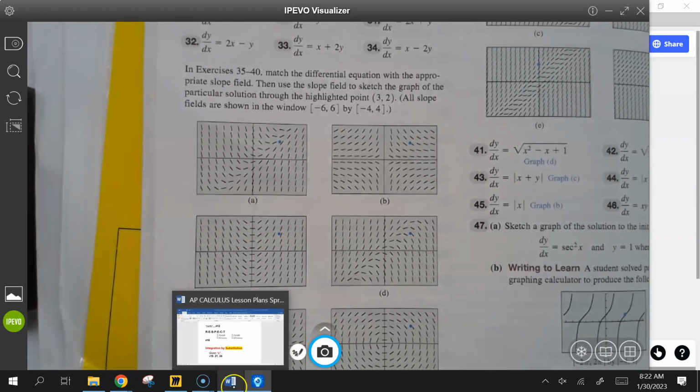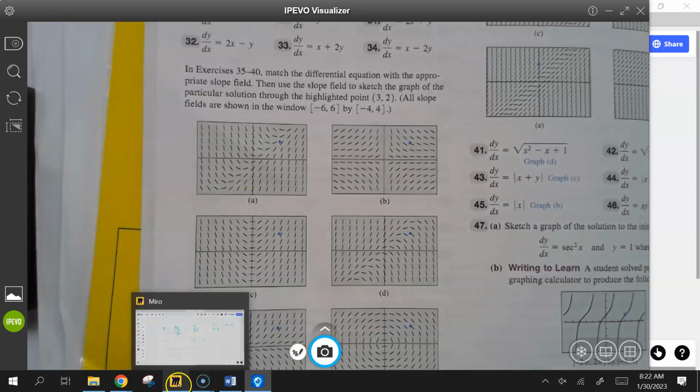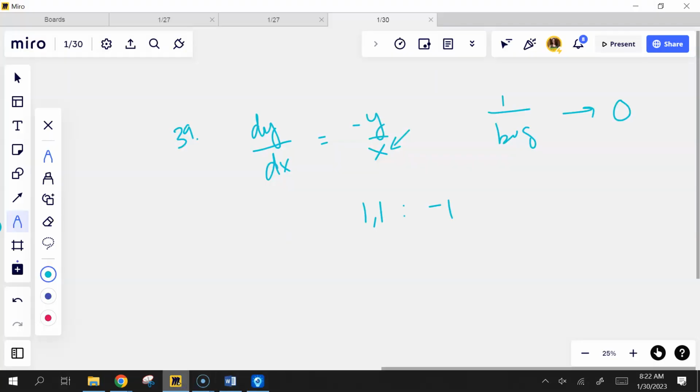And then it says, then what else do I have to do? Match the appropriate graph, then use the slope field to sketch the graph through the highlighted point. So what do you think about the graph? Any ideas? Yes, no, maybe so. Can you see the graph in it? How could I maybe find an equation for the graph?